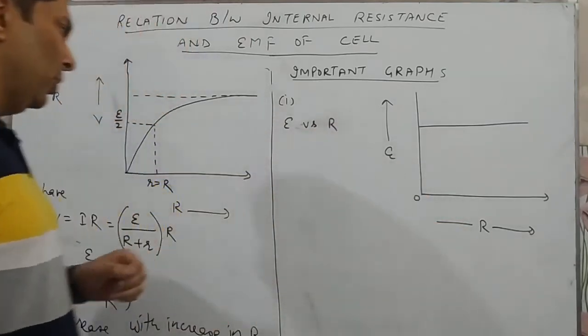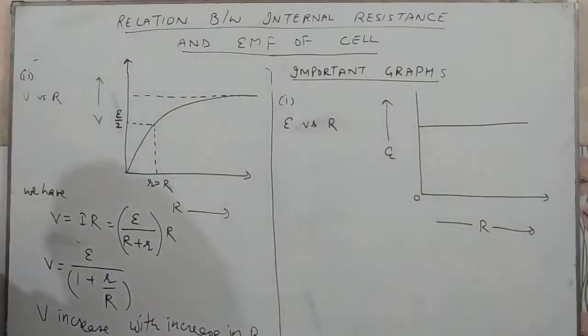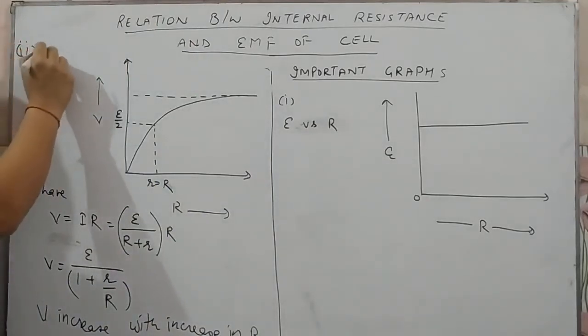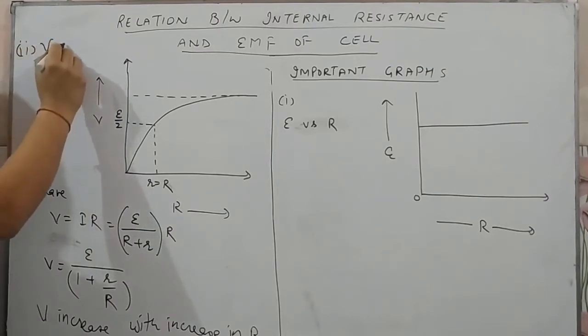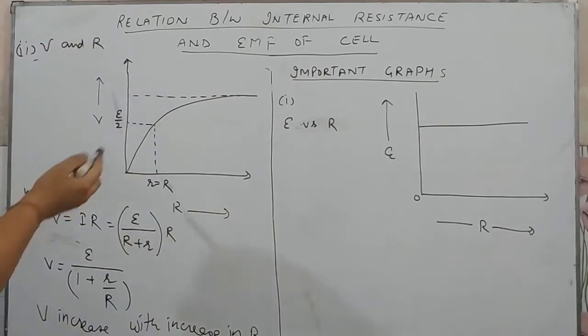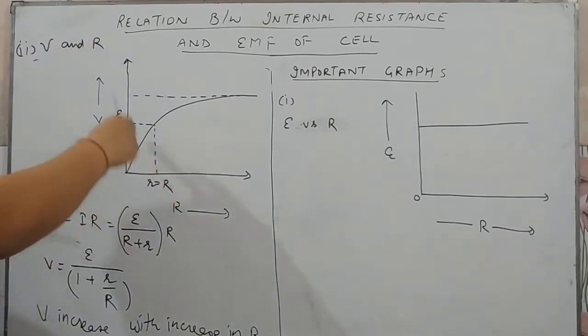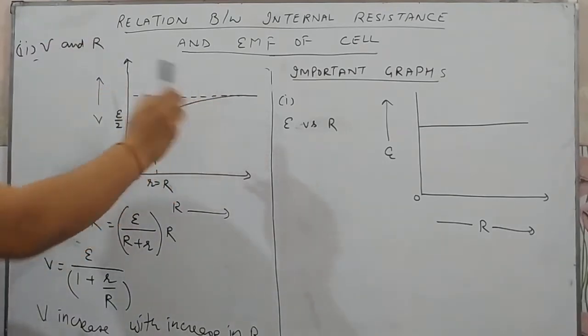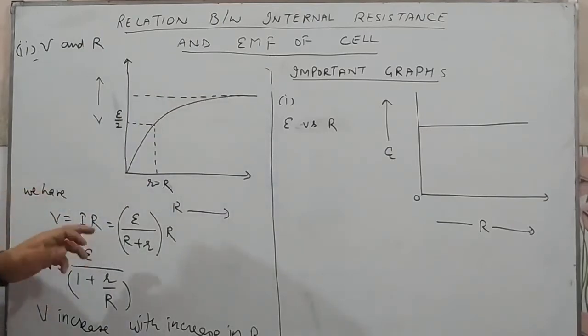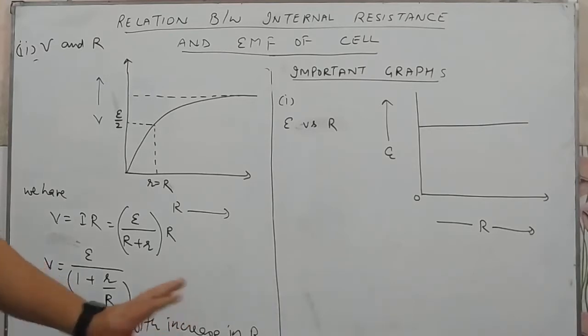But the second important graph is between capital V and R, that is, between terminal potential difference and capital R. When this graph is plotted, this graph shows this kind of behavior. Now why does this happen? Because we have V equal to I R, put the value of I here, and it can result in this form. So ultimately, it shows that terminal potential difference will increase with the increase in R.